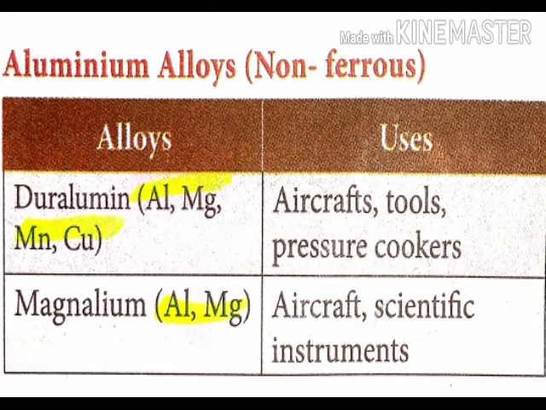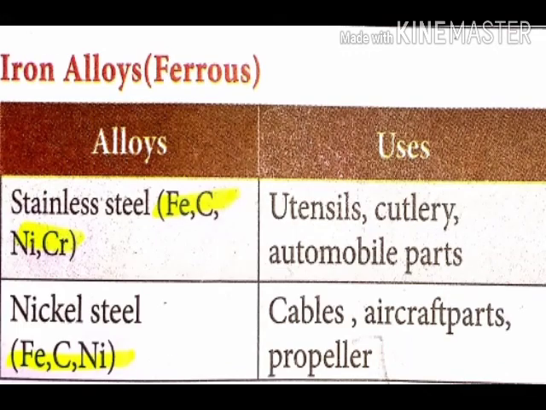Okay, the next one is iron alloy. It is a ferrous alloy. Why is it known as a ferrous alloy? Yes, iron is present in these alloys. So in the iron alloys also you are going to learn two alloys, that is stainless steel and nickel steel. So stainless steel contains four elements: iron, carbon, nickel and chromium.